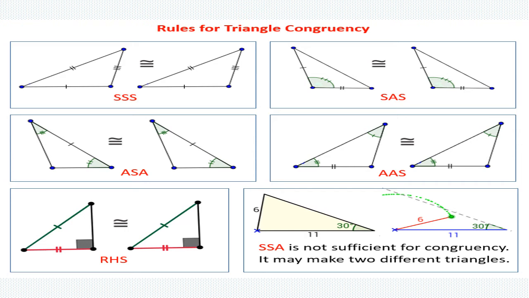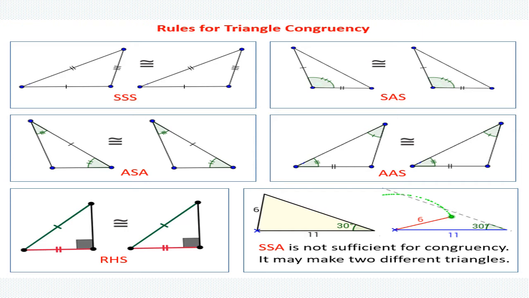In ASA Congruence Rule, two triangles are congruent if two angles and the included side of one triangle are equal to two angles and the included side of the other triangle. In RHS Congruence Rule, if in two right triangles the hypotenuse and one side of one triangle are equal to the hypotenuse and one side of the other triangle, then the two triangles are congruent.